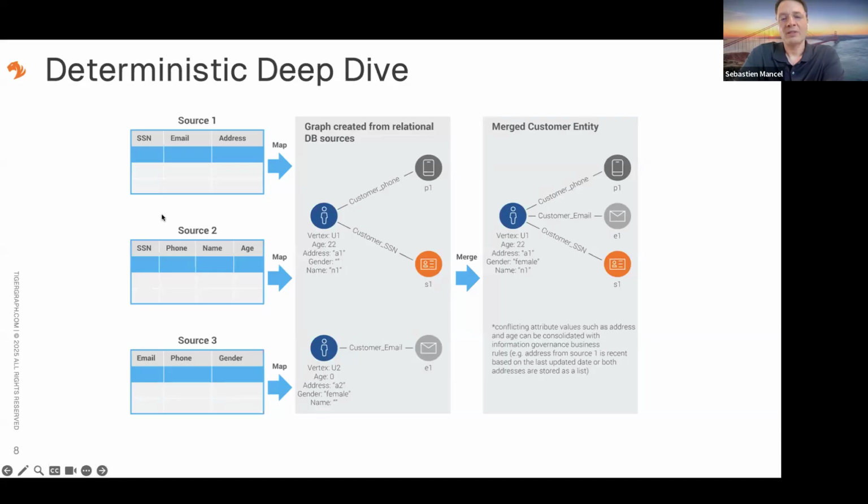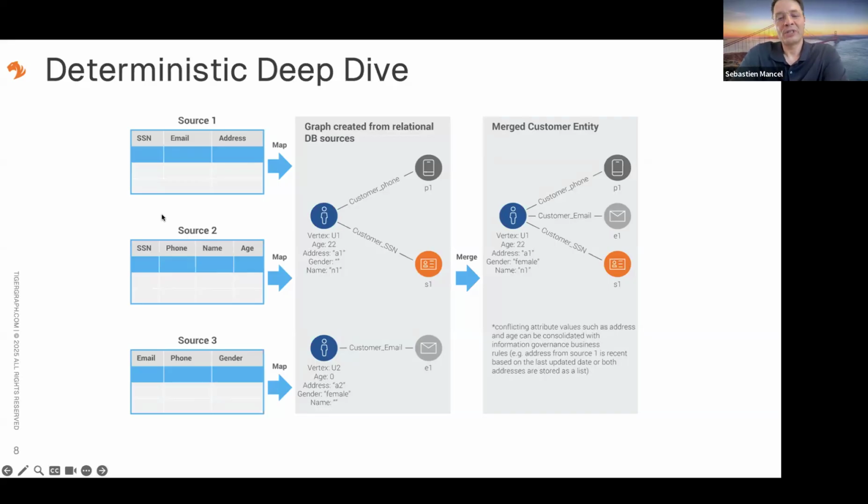Now, in the middle, we map these relational sources into a graph. The graph connects attributes like phone, Social Security, and email to individual vertices. And you notice how the same Social Security links one record to another, while email or phone provide additional bridges. And then on the right-hand side, the graph consolidates and merges these attributes into a unified customer entity. Conflicting values like multiple addresses or ages can be handled with governance rules, such as taking the most recent or storing both for transparency.